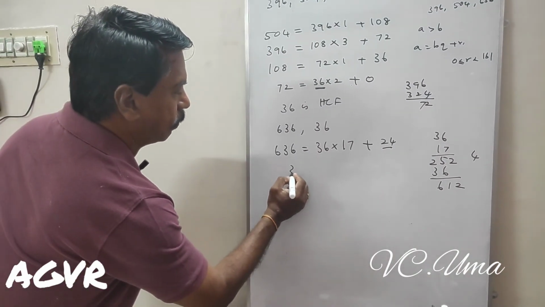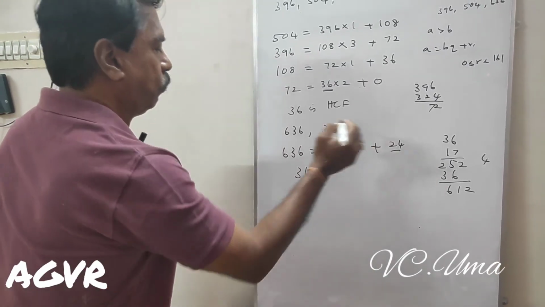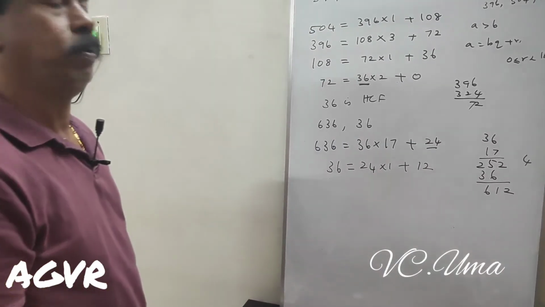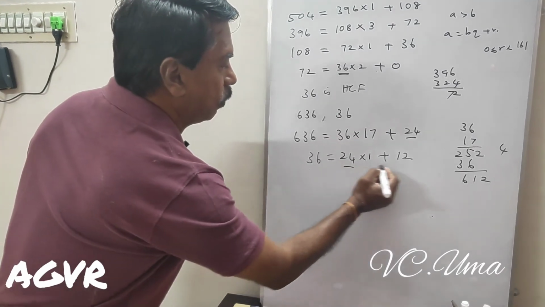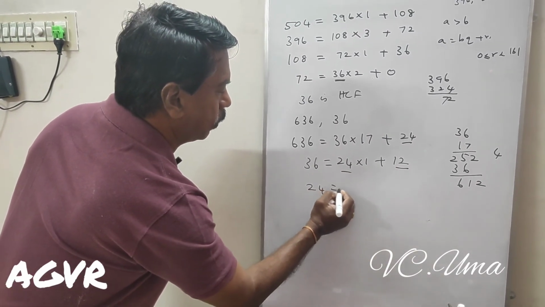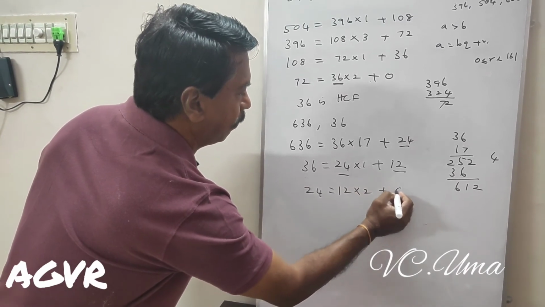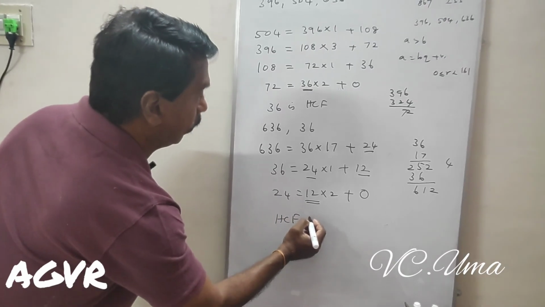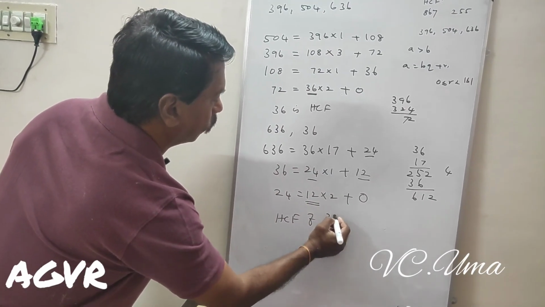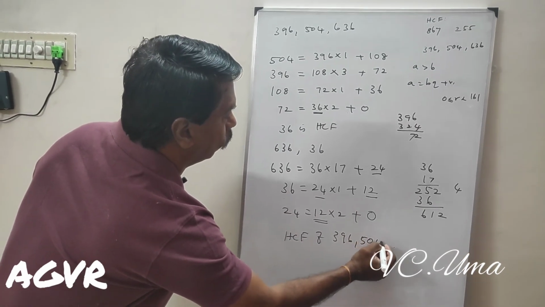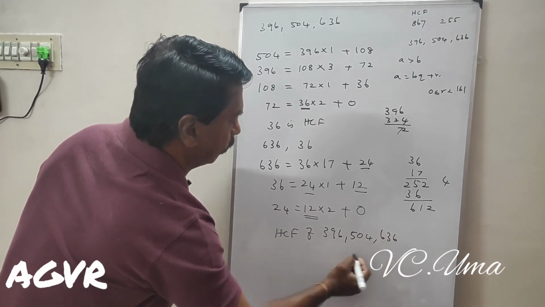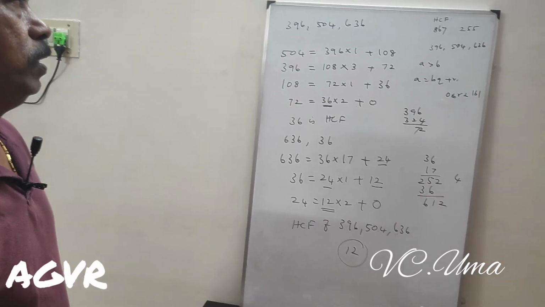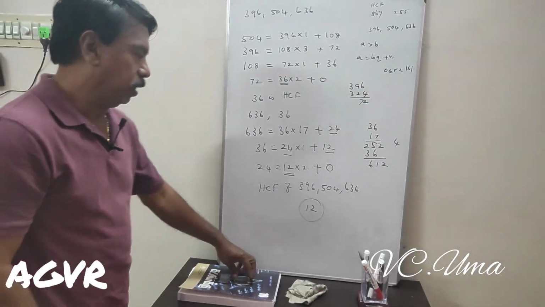Now this 36 and 24: we write 36 as 24 into 1 plus 12. Then I will take this 24 and 12. 24 can be written as 12 into 2 plus 0. Therefore, this 12 is the HCF. So the HCF of all the three numbers, 396, 504 and 636, is 12. So very simple, you can find it.